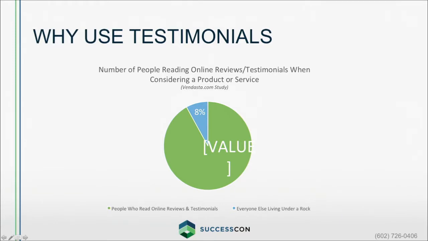That looks weird. That's not how it's supposed to come over. So just talking about Infusionsoft, talking about testimonials here. What that should be is, I think, 92%, so the other 8%. So this is a Vendesta.com study, and it's basically the number of people reading online reviews or testimonials today, and it's 92%, and then everyone else living under a rock is the 8%. I imagine this is probably closer to 100% with just the proliferation of Amazon reviews and Google reviews and all the other stuff going on.